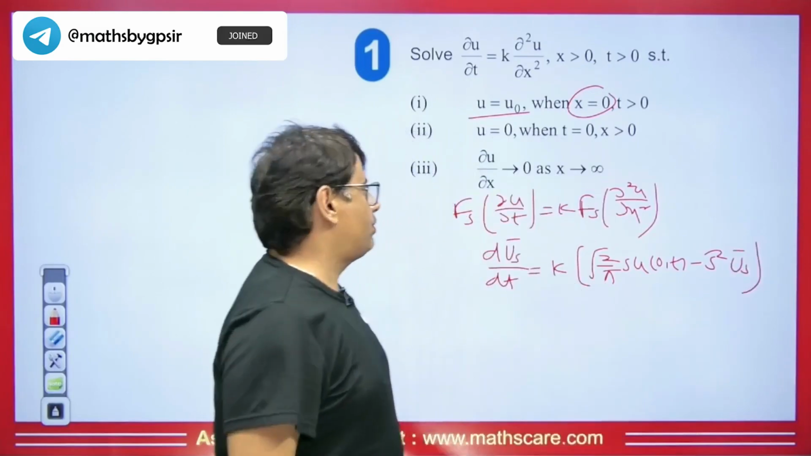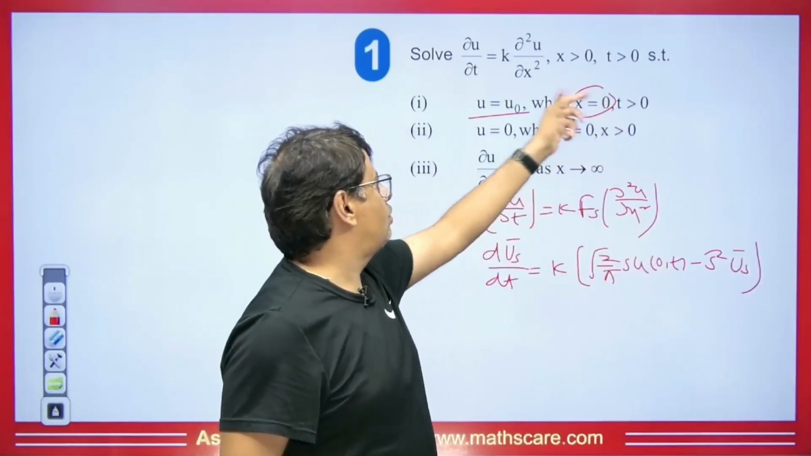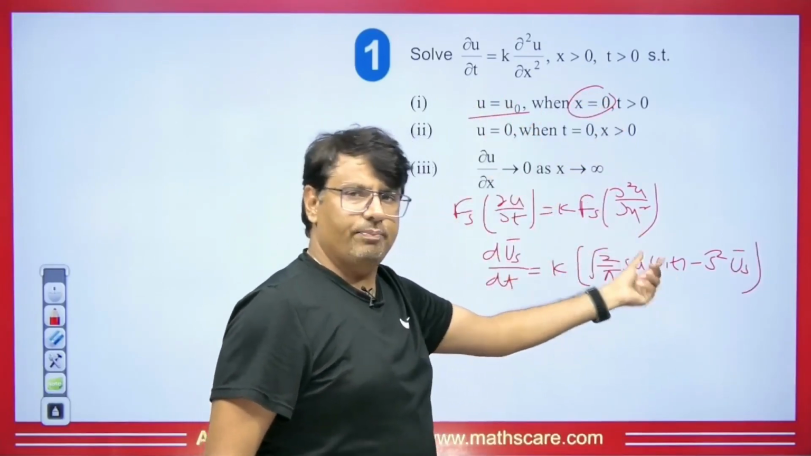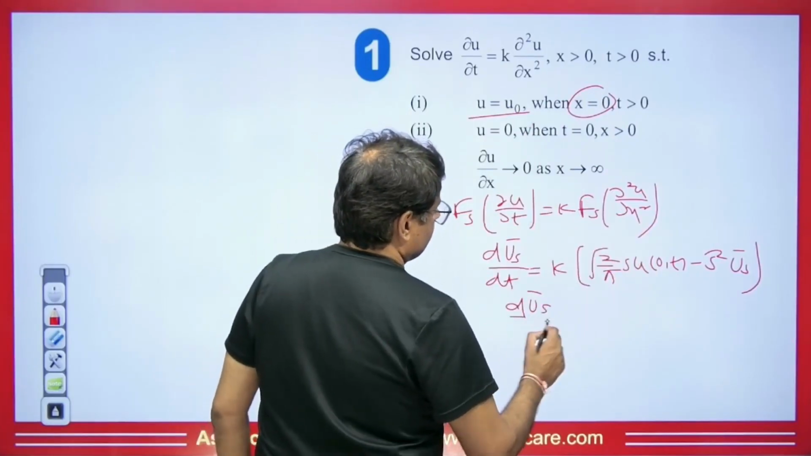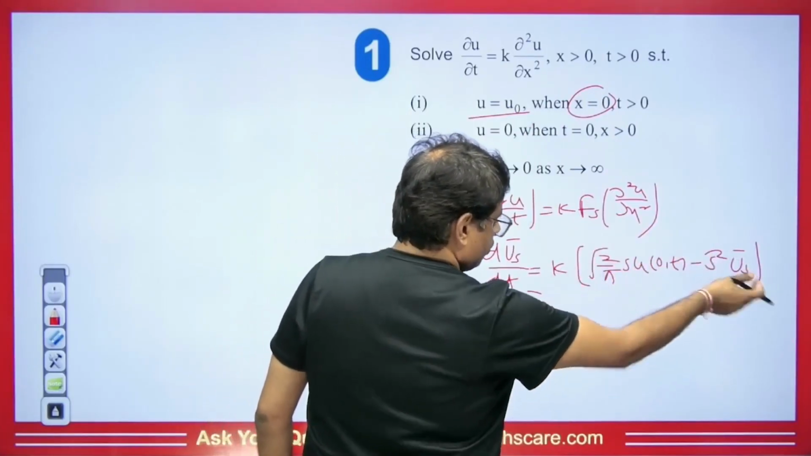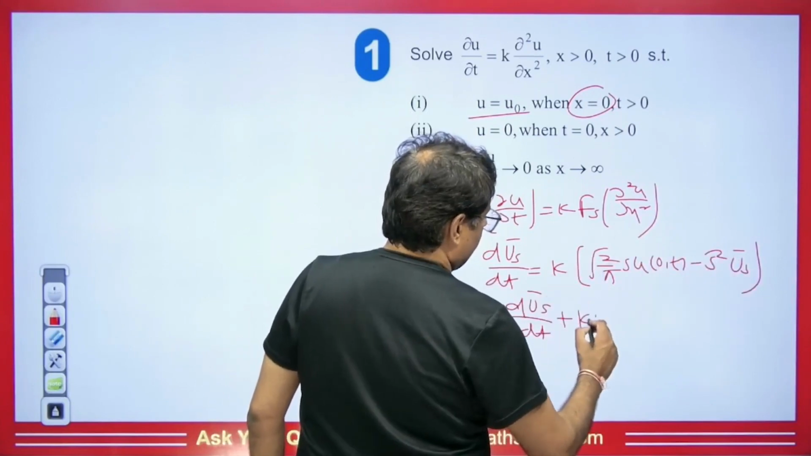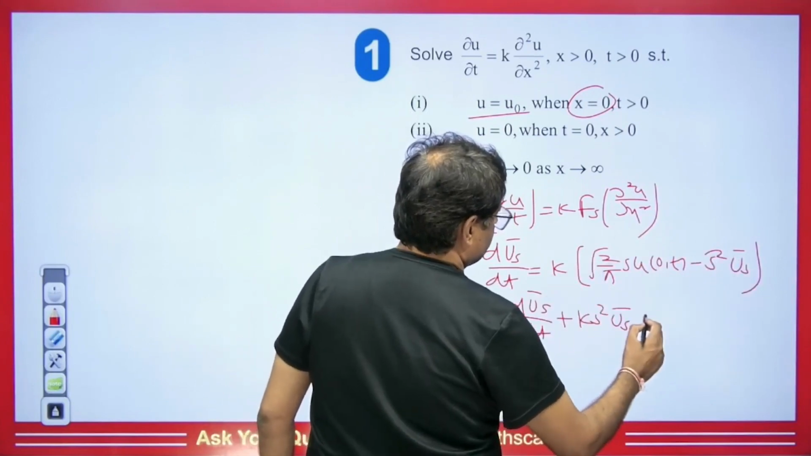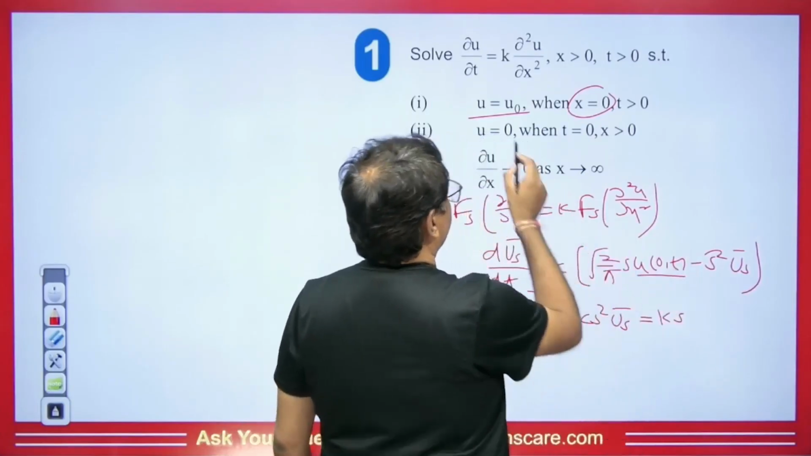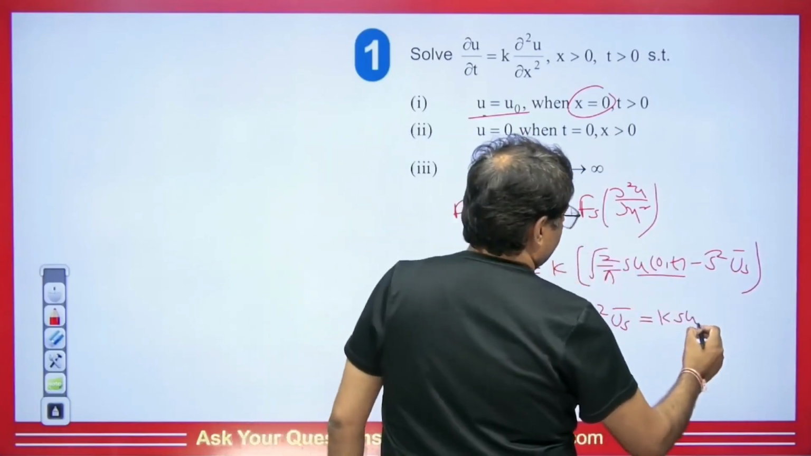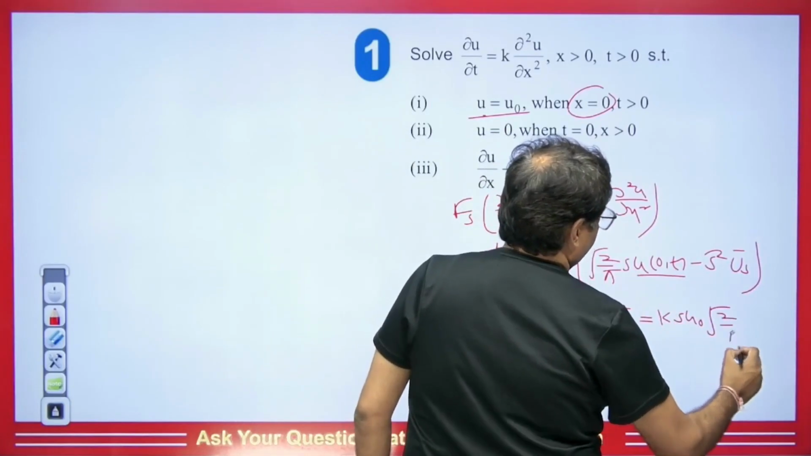Is it clear? Now, see here when at x is equal to 0, u is given as u0. So what will we put as its value? We will put u equals to u0. So we will get d u bar s upon dt, this k will be put inside. And we will take this value on this side. So it will be plus k s square u bar s is equal to, from here we will get k s and its value is given u is equal to u0, and here it will be root of 2 by pi.